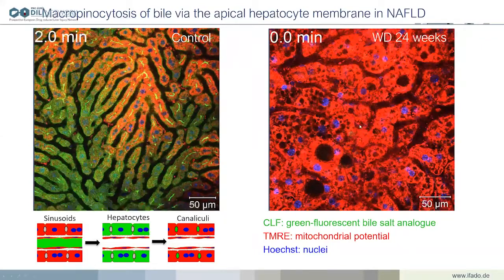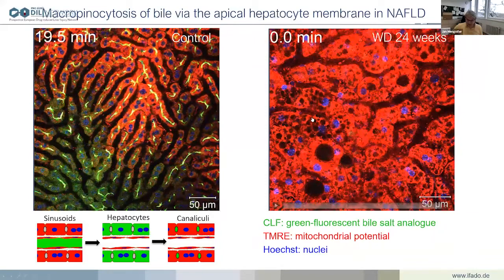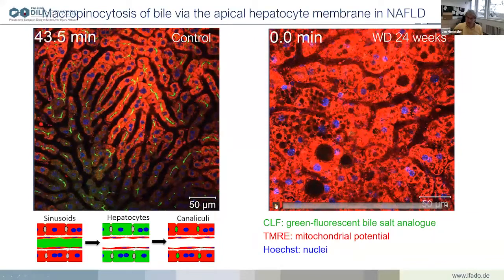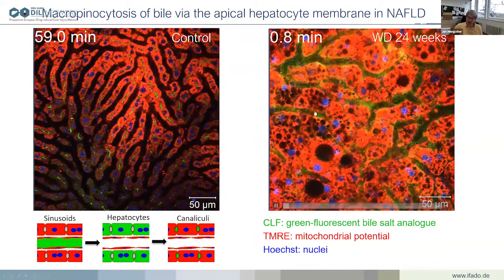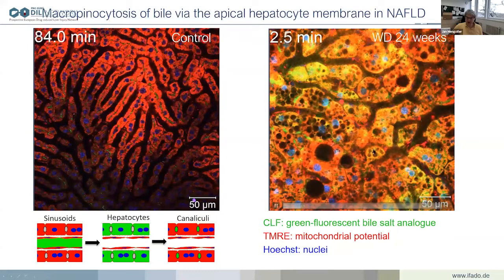And now to the scenario after 24 weeks of this Western diet. What you see here as these large black dots, these are lipid droplets. And now we also inject CLF, and you can see how it enters the sinusoids. It's also secreted to the biocanaliculi.